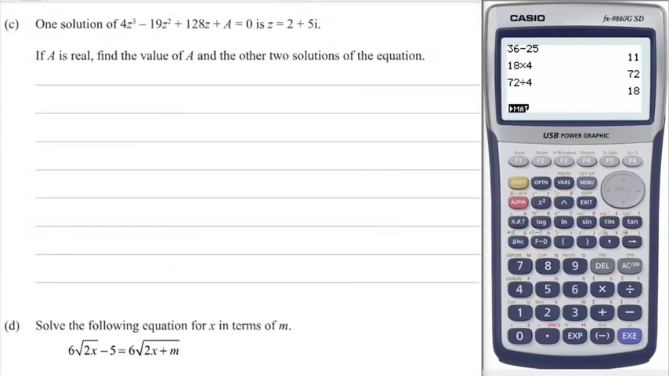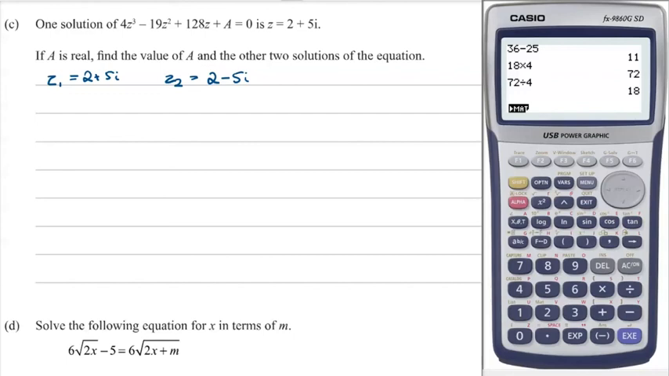Okay, part C. One solution to this is that z is 2 plus 5i. We know that a is a real number. We want to find the value of it, and then the other two solutions of this equation. Right, so if our first solution is 2 plus 5i, straight away your second solution is 2 minus 5i because complex conjugates are always roots in pairs like this. And then we just need to find the third one.